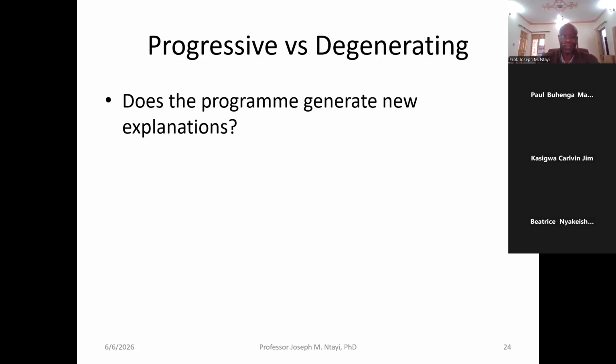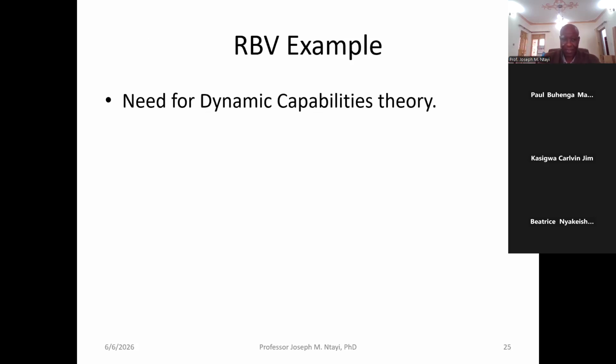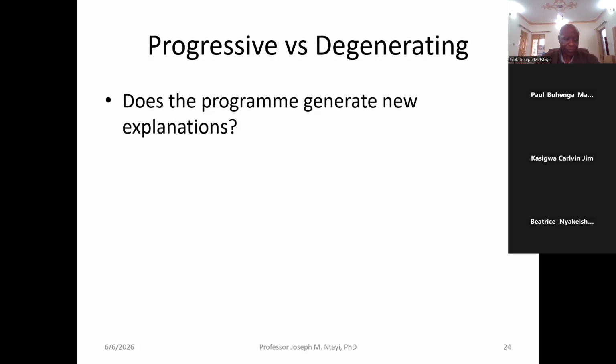Does the program generate new explanations? That's the question you must ask yourself. So Lakatos actually argued that research programs may be progressive or degenerative. A progressive research program, ladies and gentlemen, generates what we call novel predictions. That's what we call a progressive research program.